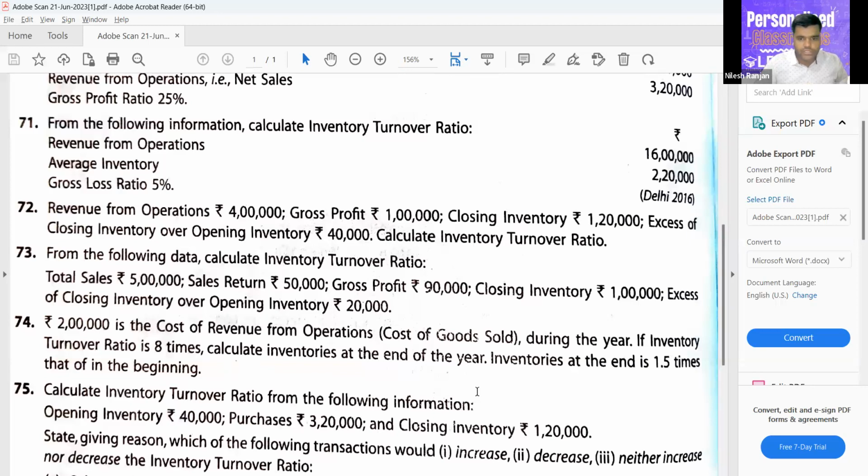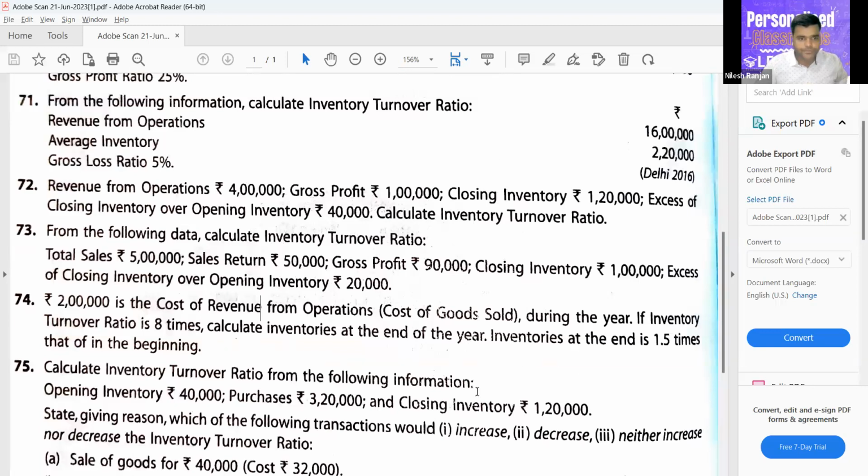Now in this actually, okay, question number 74, you can see.